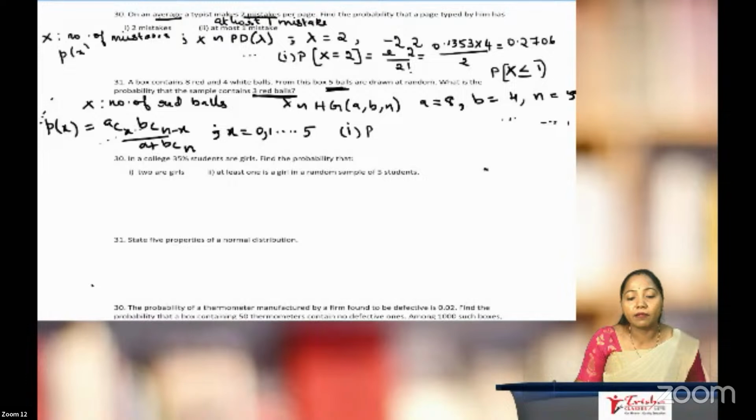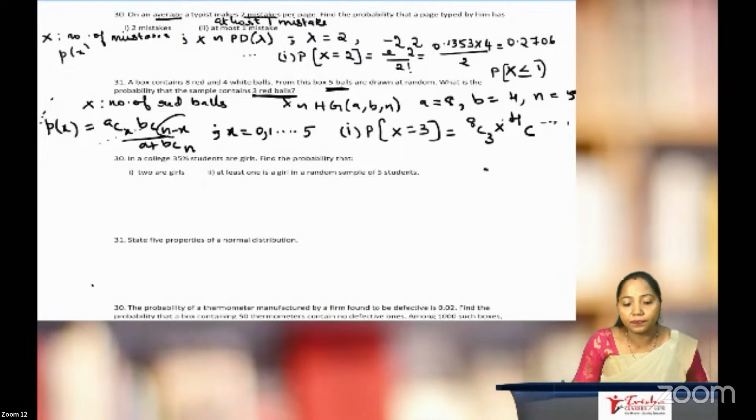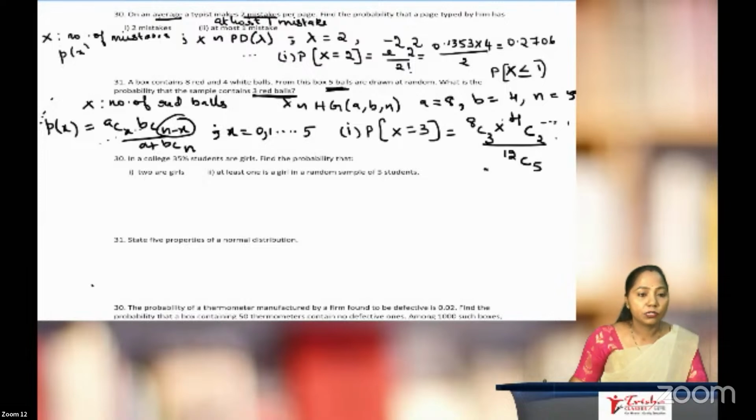So the probability of 3 red balls, X equal to 3, is 8C3 into 4C(5 minus 3), where N minus X is 5 minus 3, which is 2, divided by (A plus B)Cn, that is 8 plus 4, 12C5. N is 5. So find the answer.